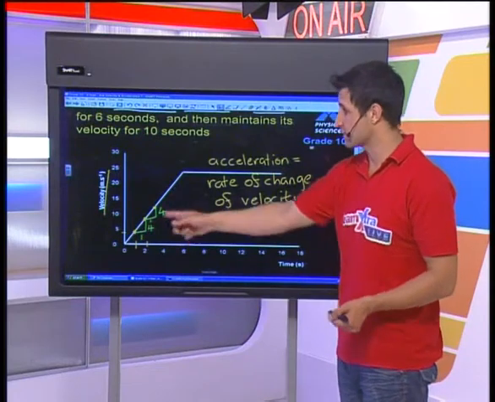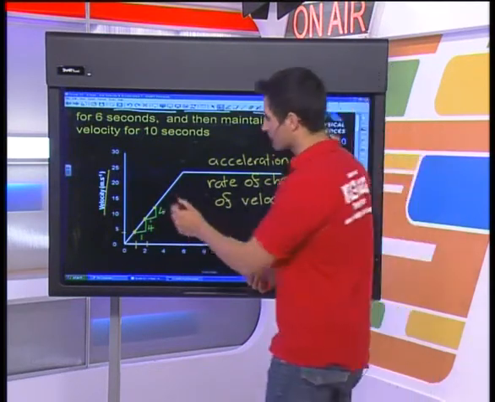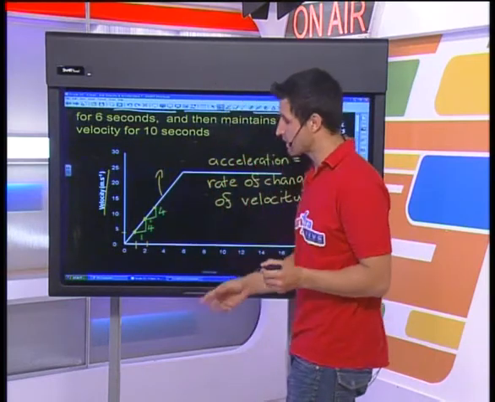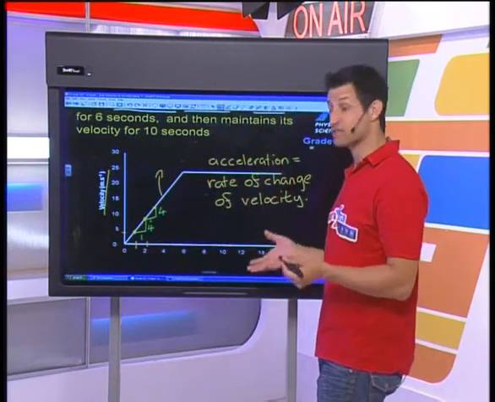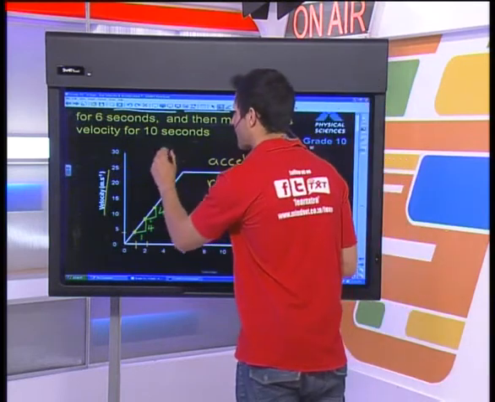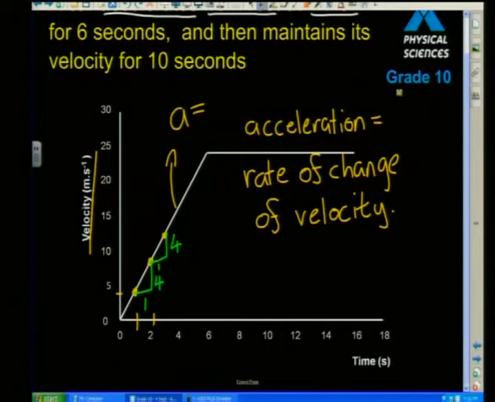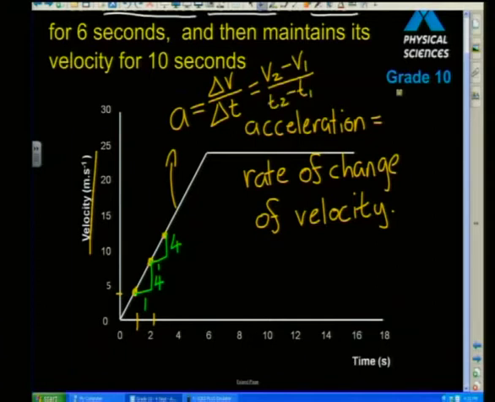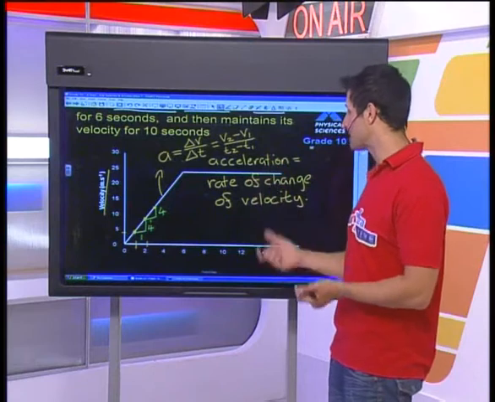Well, if I start to take a look at this particular graph, I know that my y-axis is v, I know that my x-axis is t, so let's make a formula to calculate acceleration. Acceleration is equal to the change in v over the change in t. Now, if you're not that comfortable with the triangles, that means v2 minus v1 over t2 minus t1. That's all that it means. It means the change of velocity over the change of time gives me the acceleration.